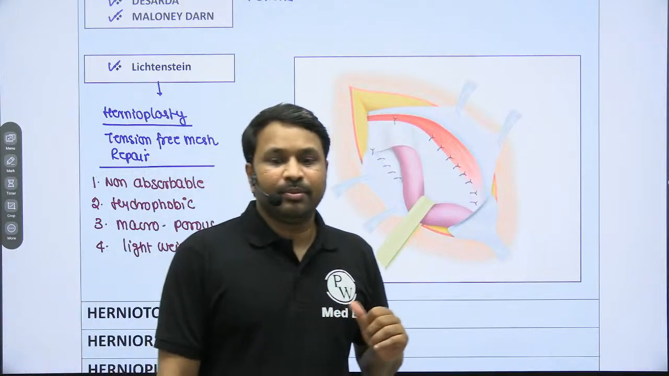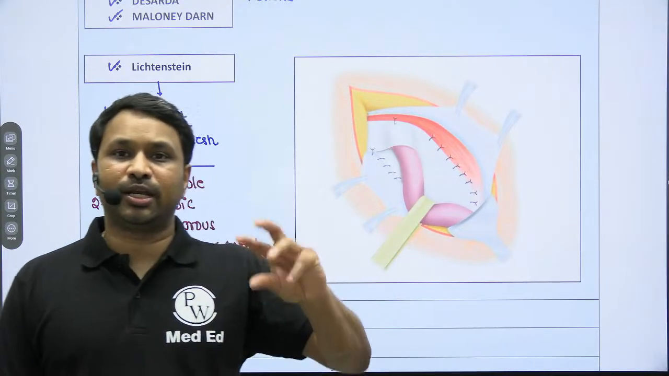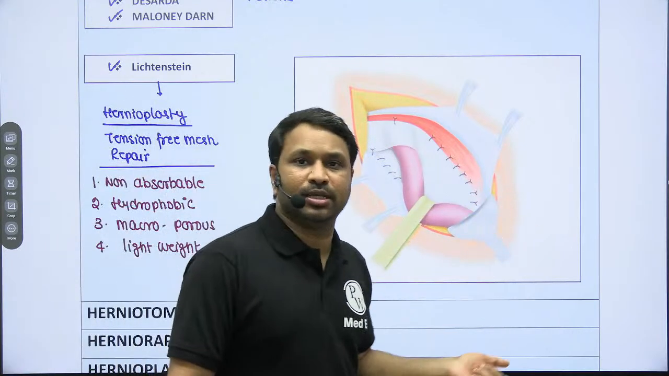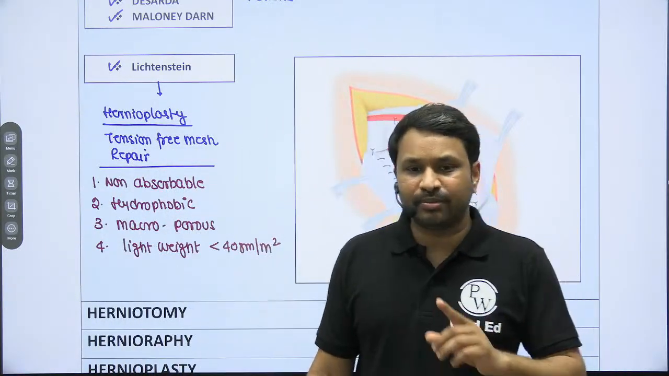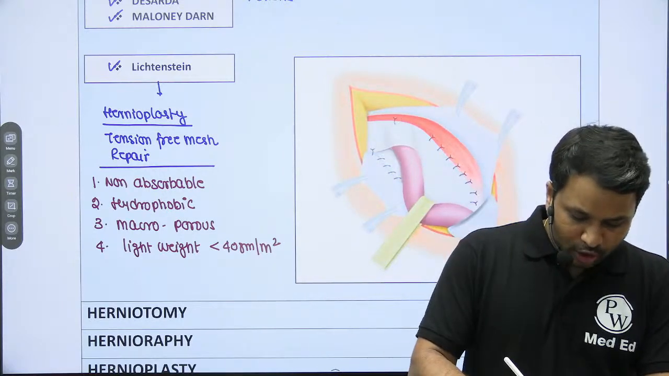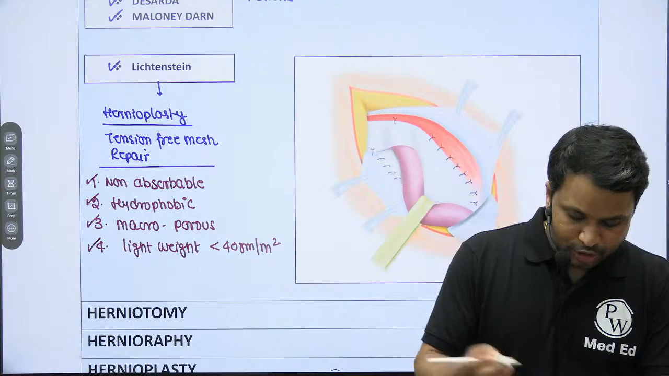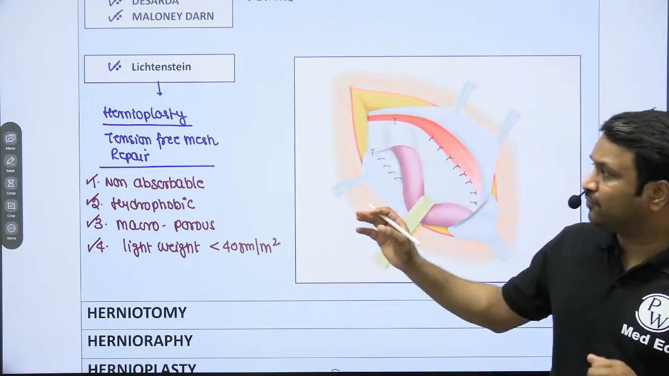But enterocele or omentocele, it is in the name: if the content of the hernia is bowel, it is called enterocele. If the content is omentum, it is called omentocele. As simple as that. So the mesh should be non-absorbable, hydrophobic, macroporous, and lightweight, less than 40 grams per meter square.